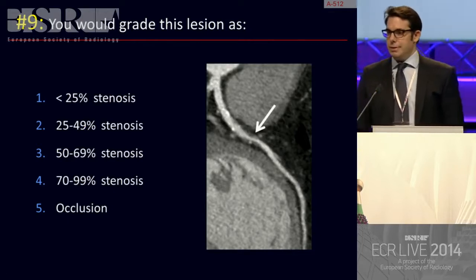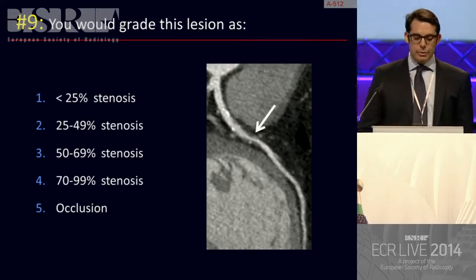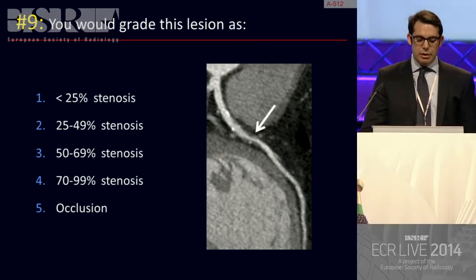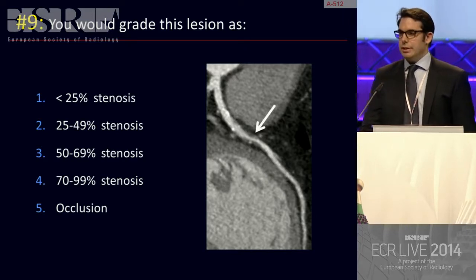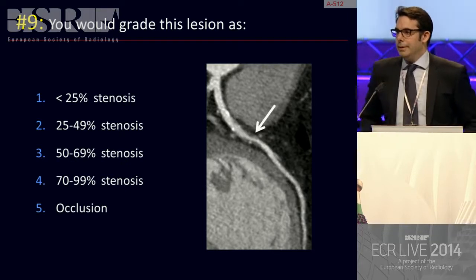Regarding the stenosis, you would grade this lesion as less than 25% stenosis, 25 to 49% stenosis, 50 to 69% stenosis, 70 to 99% stenosis, or is it a coronary occlusion? What do you think it is?